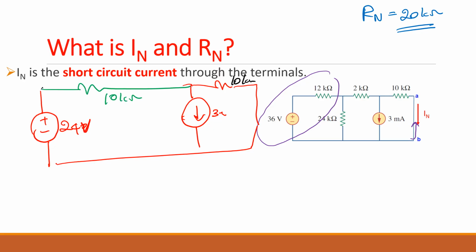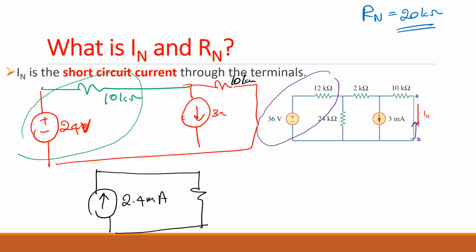Now this 10 and 24. If 10 and 24, you can convert to a current source. When you convert it to a current source, the upward current is 24 divided by 10, which is 2.4 milliamps. Am I right?